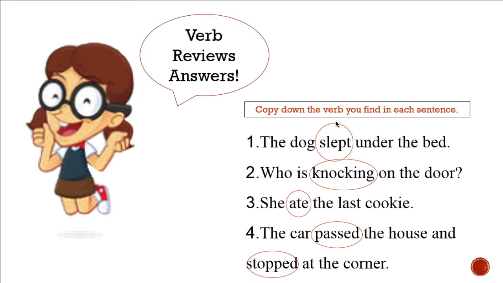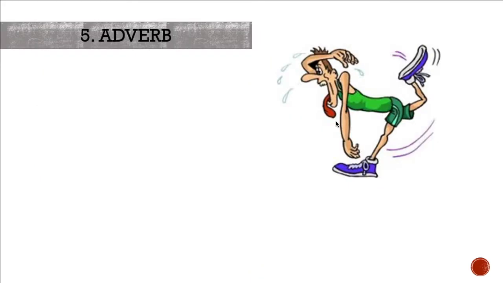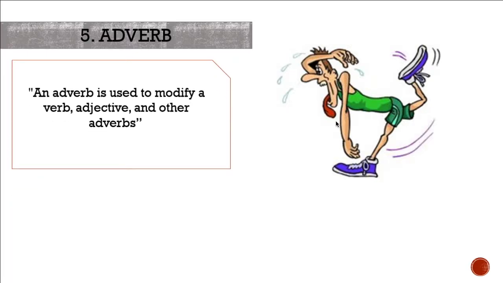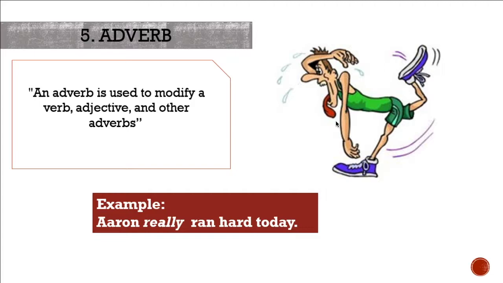Okay, the review is done. Let us move on with the rest of the lesson. The next part of speech is the adverb. An adverb is used to modify a verb, adjective, and other adverbs. Let's take a look at Aaron again. This time he is out of breath and all sweaty because, as the sentence explains, Aaron really ran hard today. The verb ran is adjusted by the adverb really, which emphasizes the level that Aaron was running at.